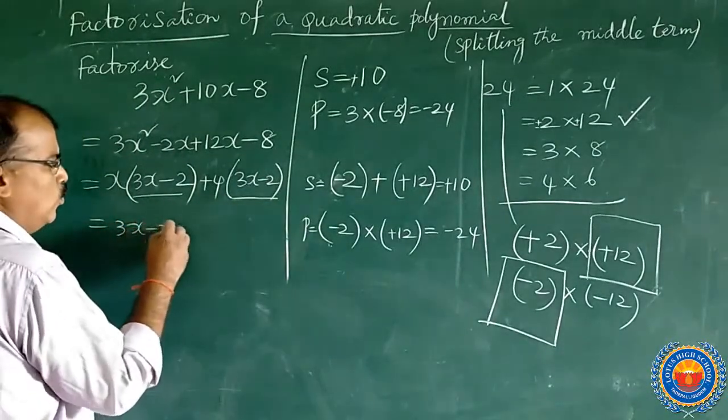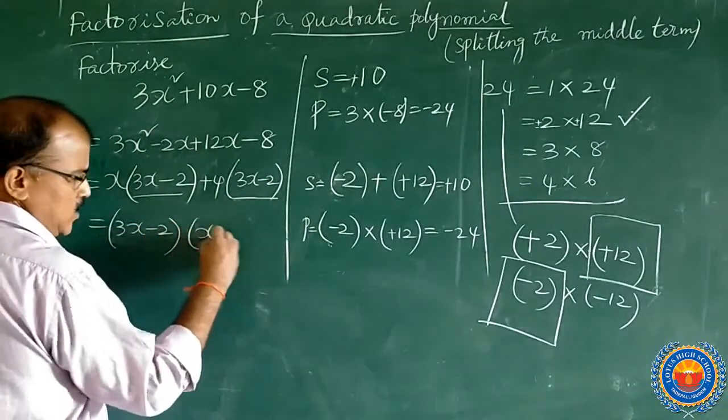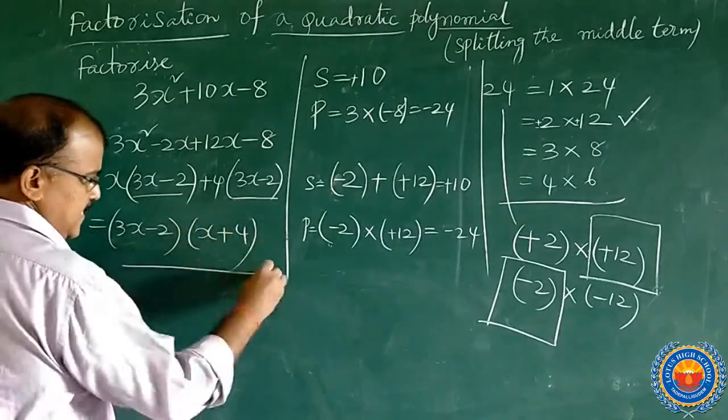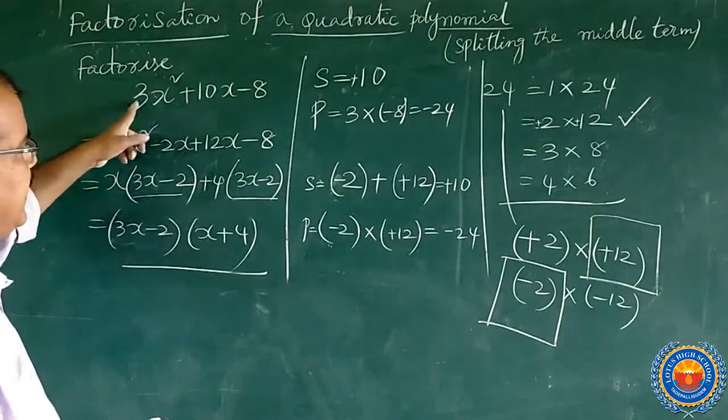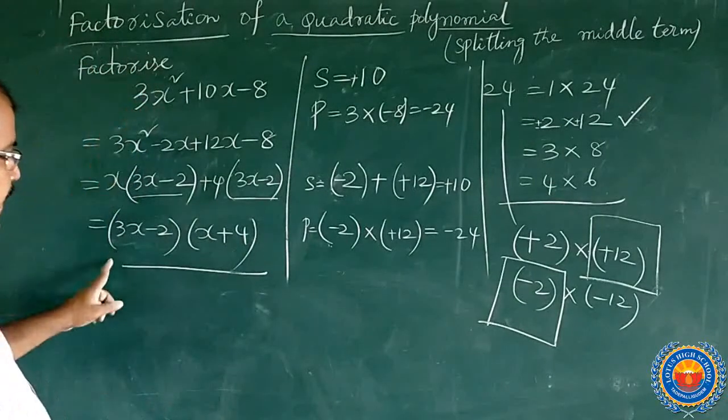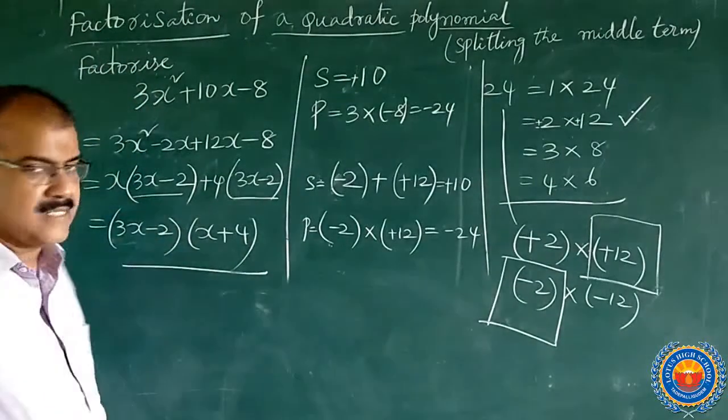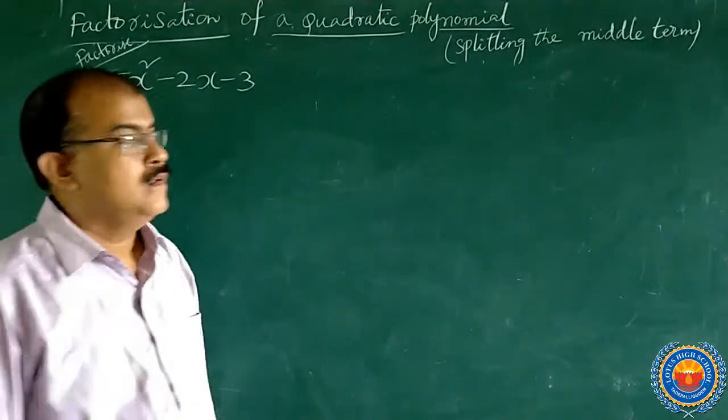Now, 3x minus 2 into x plus 4. This is the answer. If you multiply, 3x square plus 10x minus 8 equals 3x minus 2 into x plus 4. This is the answer.